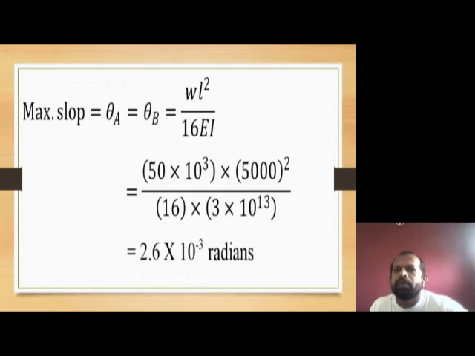So my maximum slope is equal to theta A is equal to theta B is equal to WL square upon 16 EI. This one is the formula to find out the maximum slope while the beam is simply supported and the load is exerted on the simply supported beam at its midpoint.